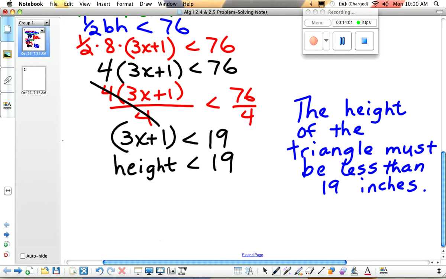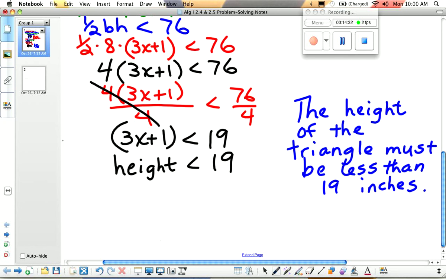So can the height even be 19 inches? Is that the maximum height? No. But could we ever really name the exact maximum height it could be? Could you have 18 and 999 thousandths inches? Could you have 18 and 9,999 ten-thousandths inches? I mean, we can't even really name the maximum height.